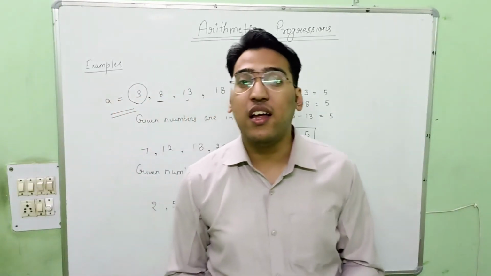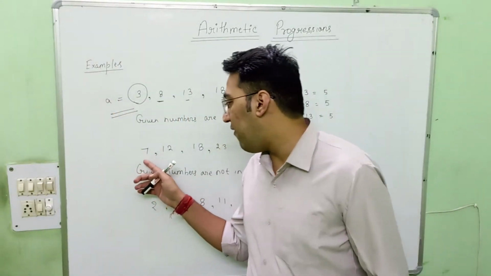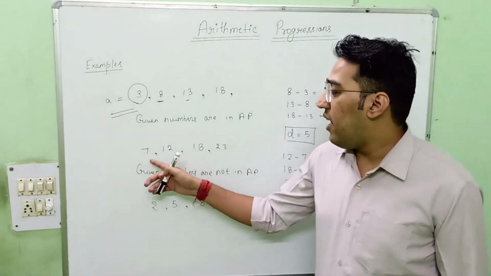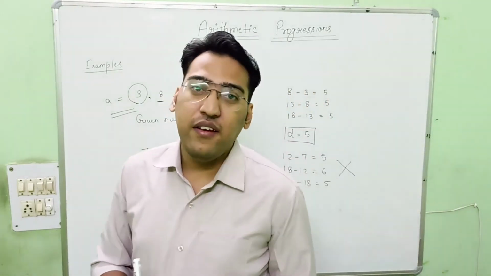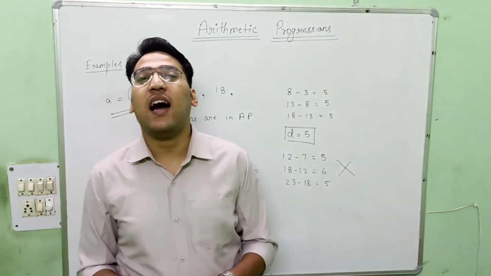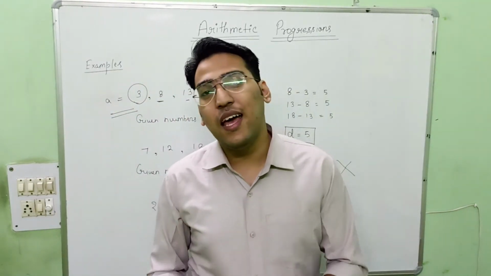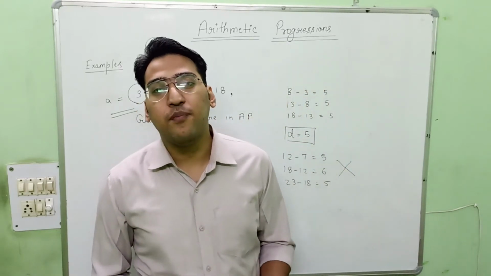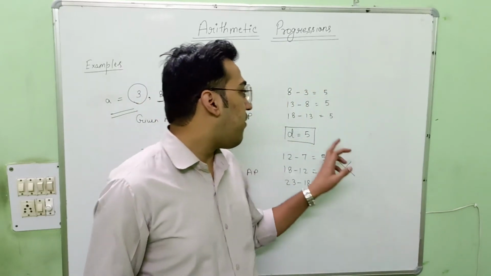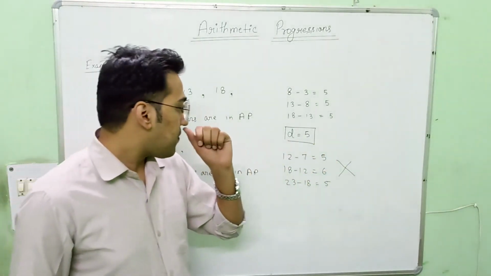Now, if these numbers are not in AP, we will not denote this 7 by A. We have made this clear: only when we find out that the given numbers are in AP will we denote the first term by A and the common difference by d.